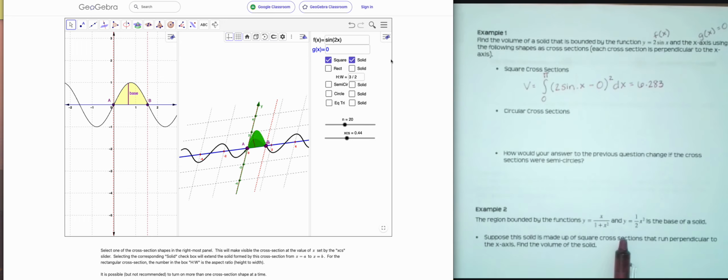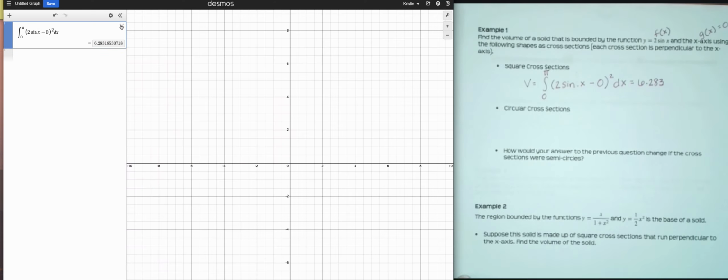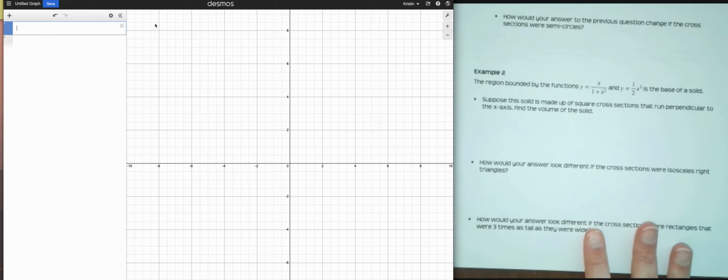We're going to try one more with squares, and then we'll talk about some of the other shapes. And then I'll probably do a second video to talk about circles, because circles do get a little trickier. Okay, let me head back to Desmos here. Let me clear this out of here. And let's head down to example 2.